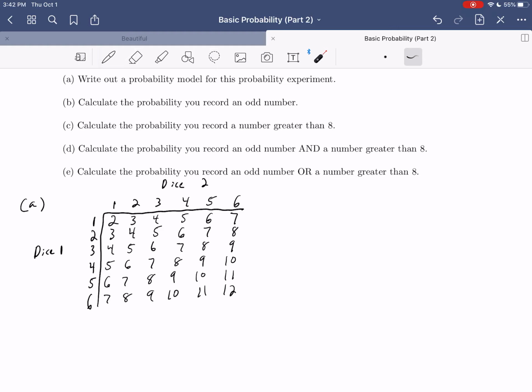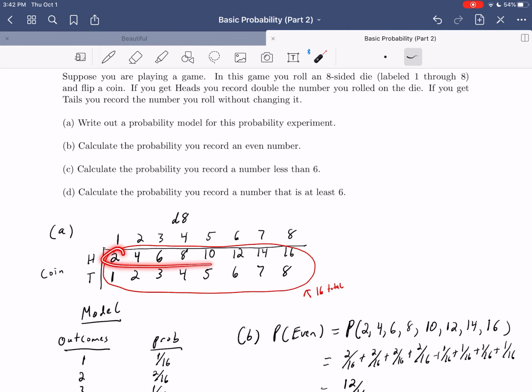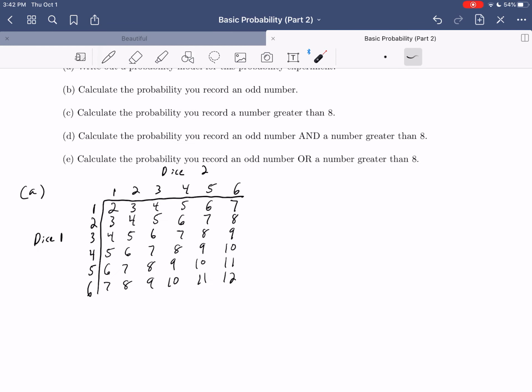Now, something you should just be aware of here is that when we're filling in a table like this, you got to remember that you have to follow whatever the rule of the game was. In this example back here, it was this weird thing about doubling if you got heads and leaving it alone if you got tails. This time we're adding the dice together. So that's why we're getting these values in here that come from summing up each of those numbers.